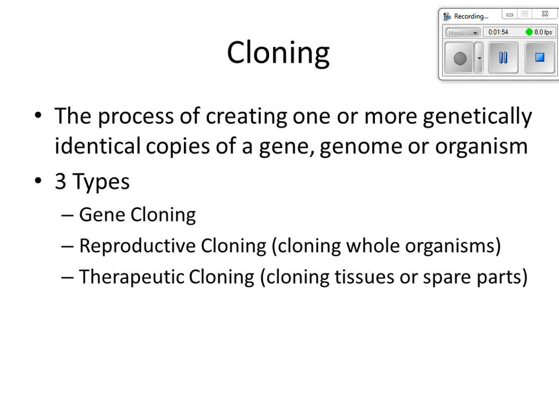Cloning is a big process, though. It's a very big process that creates one or more genetically identical copies of a gene or genome or even a full organism. And there's three types of cloning that we want to talk about: gene cloning, reproductive cloning, and therapeutic cloning. Reproductive cloning is just cloning something new, like a cow or a cat or a dog. And therapeutic cloning is more just cloning a tissue or spare part for medical purposes.